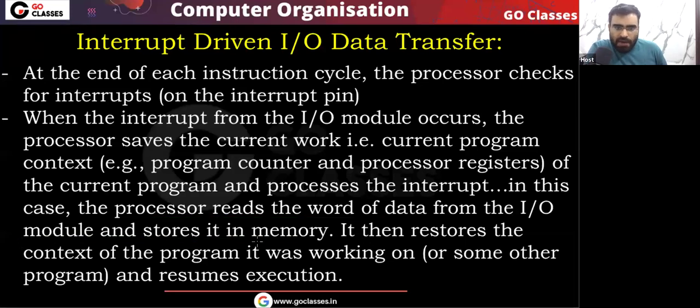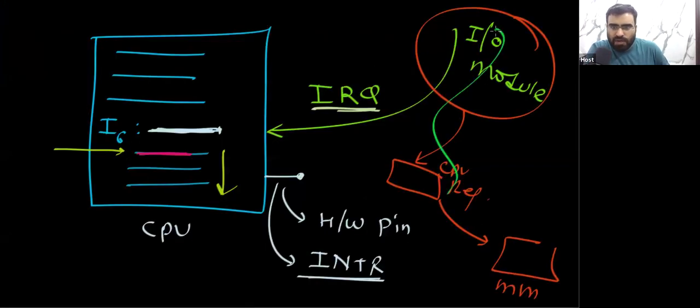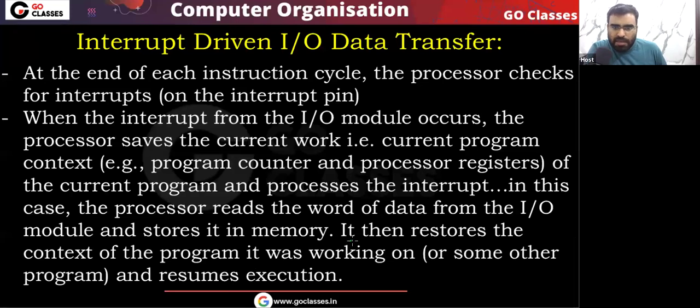Now when this data transfer is over, what will the CPU do? CPU will resume the execution of this program. So you can see, after the data transfer is over, CPU will restore the context of the program which it was executing. Yes or no? So it will resume the execution of that program. So very simple. These are the steps in interrupt driven IO data transfer.